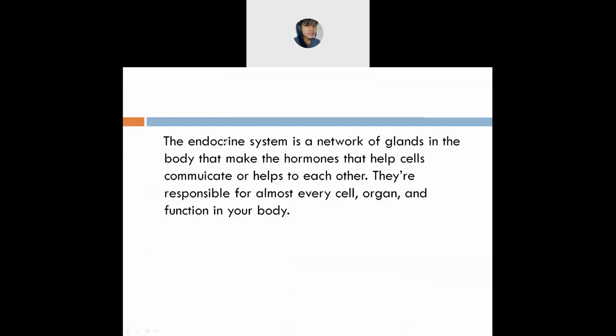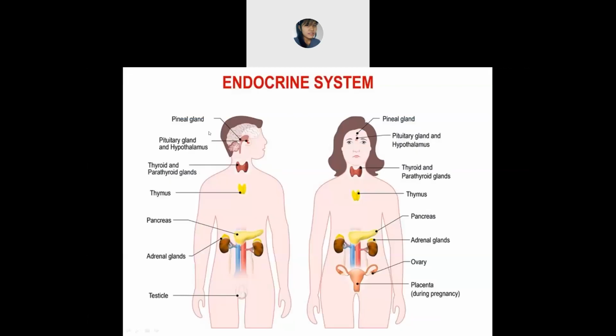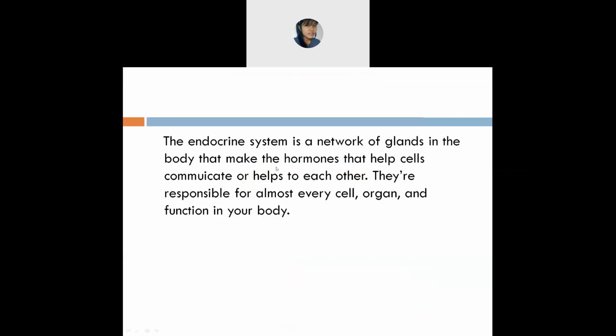Okay, so what is this endocrine system? This endocrine system is a network of glands. They connect and communicate with each other by performing their own functions. And what do they do? They make hormones in each and every gland, which help them communicate with each other. And we can find all this in almost every cell, organ, and function.